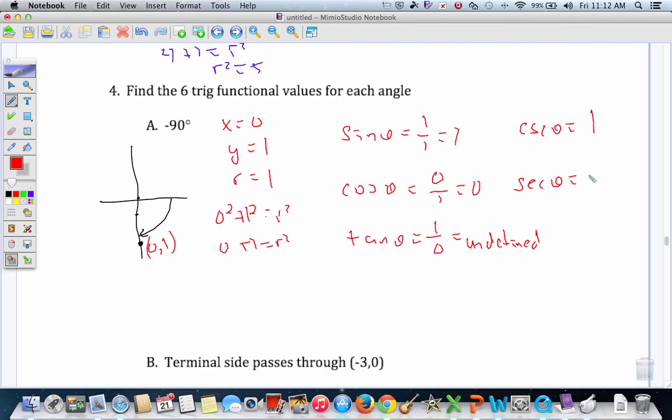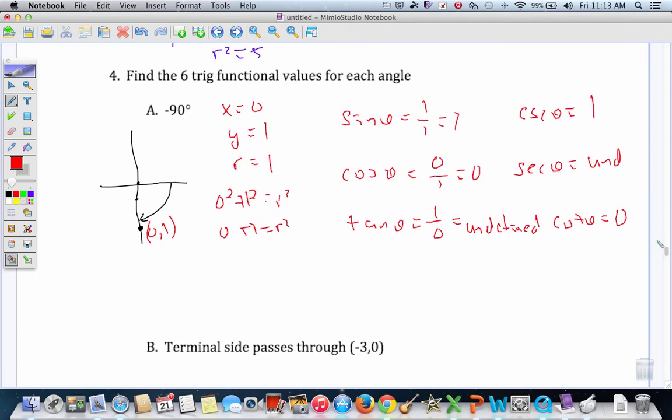Cosecant is a reciprocal. 1 divided by 1 is still 1. Secant is reciprocal. 1 over 0, which makes it undefined. Can't divide by 0. And cotangent will now be 0 over 1, or 0. So we're on one of the x or y axis. We're going to work with zeros and ones all the way through there.